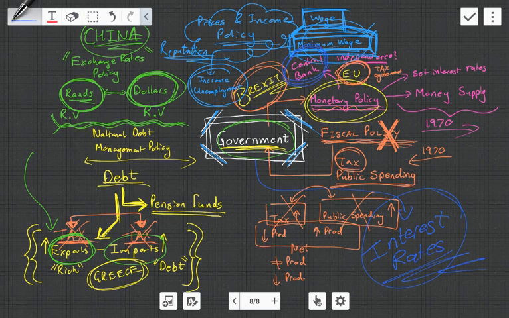But there we go. This is government, and they've got monetary policy, fiscal policy, national debt management policy, exchange rate policy, and prices and income policy.